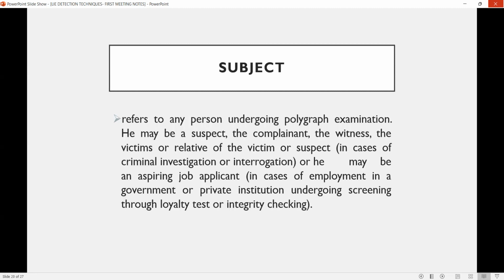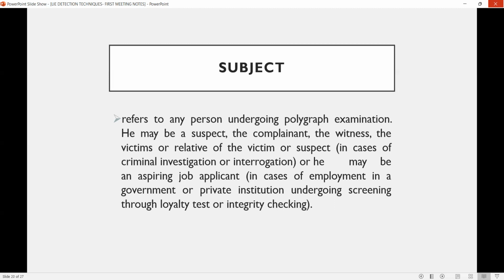Subject. Well, who is a subject? It refers to any person undergoing polygraph examination. He may be a suspect, complainant, or witness. Okay? It could be a subject. Or the victims or relatives of the victim or suspect in cases of criminal investigation or interrogation. So during criminal investigation, of course, as a criminal investigator, pwede ipa-polygraph exam ang mga suspect, complainants, and witnesses, to aid in investigating the crime in question.